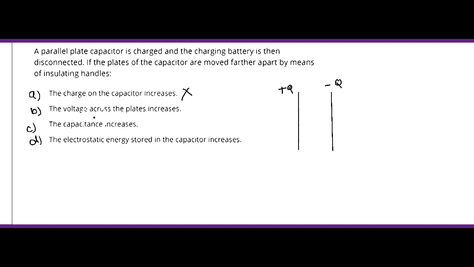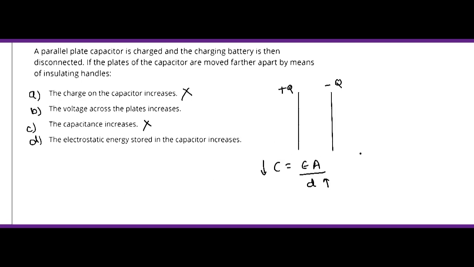Now, potential across the battery increases and capacitance increases. First of all, we should write about the capacitance. So capacitance is written as what? We can write C equals epsilon A divided by D. Now, if the separation is increasing, D is increasing. If D is increasing, then capacitance is decreasing. So this is wrong.